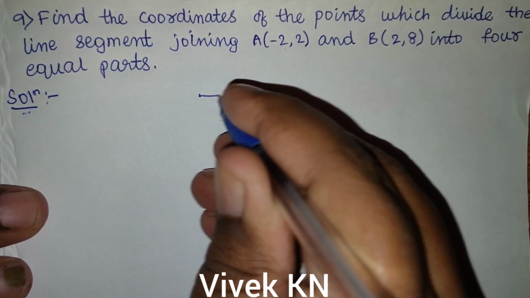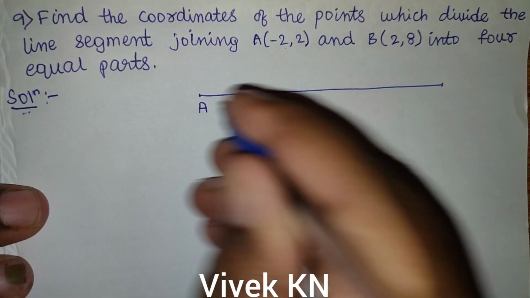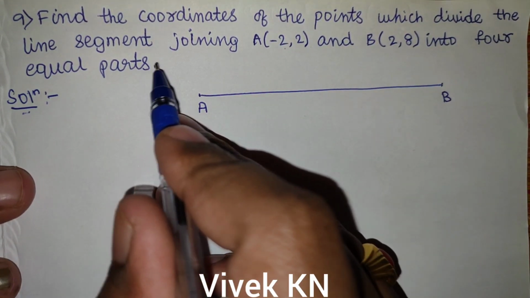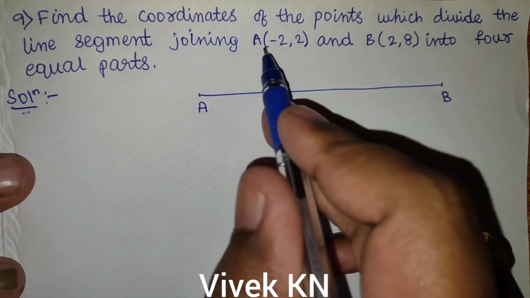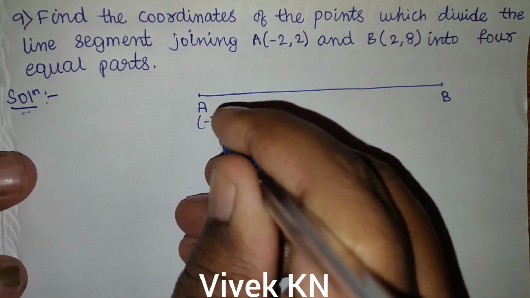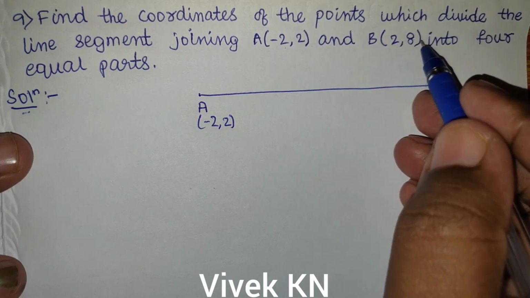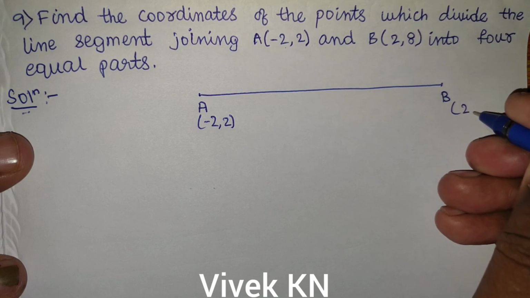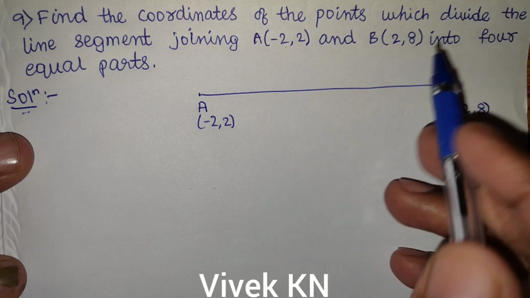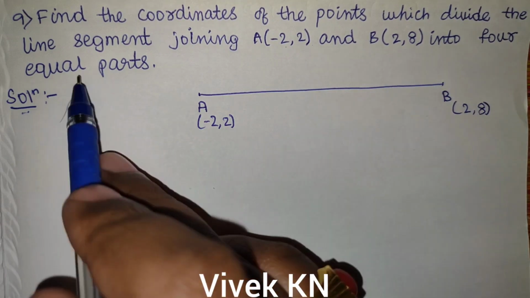This is the line segment, line segment A and B. In the question, they have given the coordinates of point A and B. The coordinates of point A are -2, 2. And the coordinates of point B are 2, 8. In the question, they have given that we have to divide this line segment into 4 equal parts.